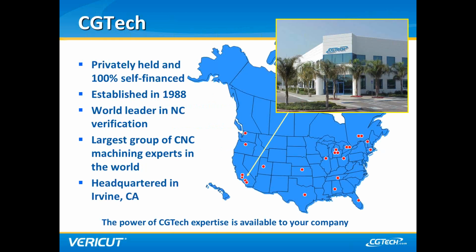CGTech is a leader in NC program simulation and optimization software with its Vericut product. We're a privately held firm, self-financed, started in 1988. We have the largest group of NC machining experts in the world, and we're a global company headquartered in Irvine, California.